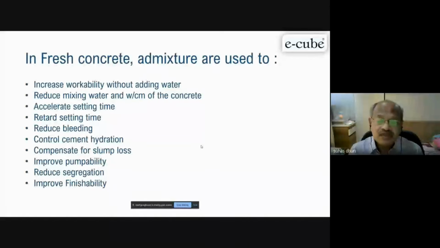Reduce the segregation, you get a very cohesive mix. If you add a certain admixture, you get a very cohesive mix. Segregation in the sense that the aggregate goes away from the cement paste. So cement paste is on one side, aggregate on the other side. So that is not a good homogeneous concrete. That can be taken care of if you have an appropriate admixture. Then improves finishability. You get very good finish if you use proper admixture.